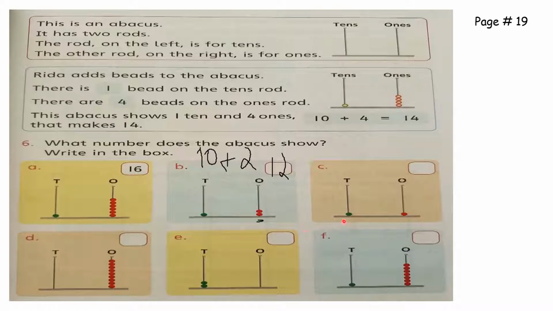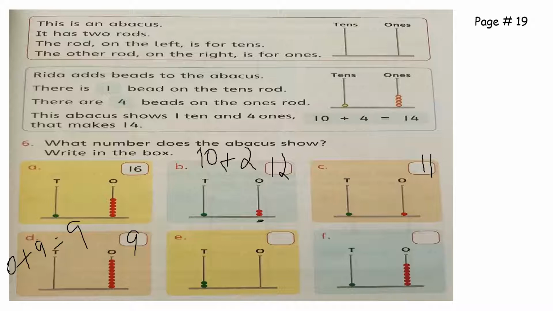Now here, how many beads are in the tens rod? 1. And here also 1. So one ten and 1 one. So it makes 11. Okay, here there is no bead in the tens rod. It means it is 0 tens. And how many beads are in the ones rod? 1, 2, 3, 4, 5, 6, 7, 8, 9. It means it only shows 9 ones, because 0 tens and 9 ones, so 0 plus 9 is 9.